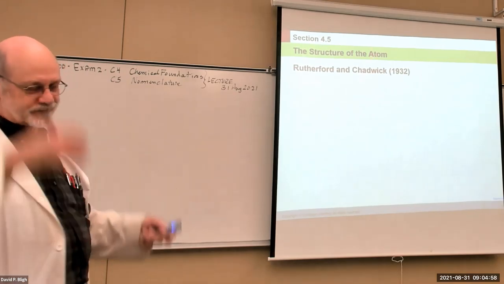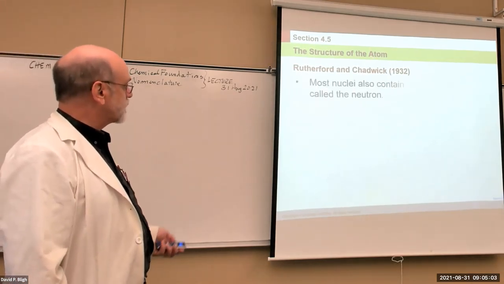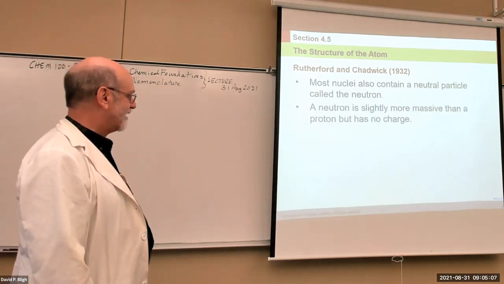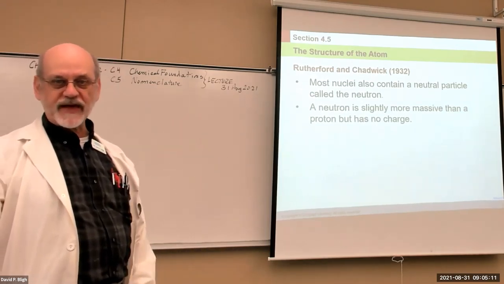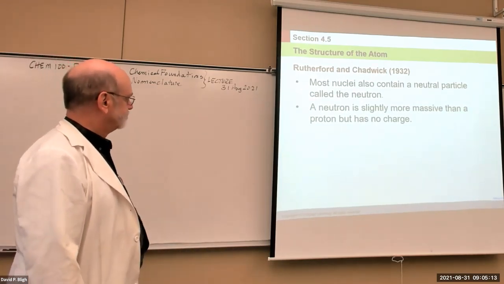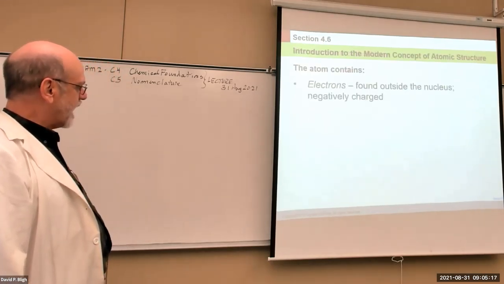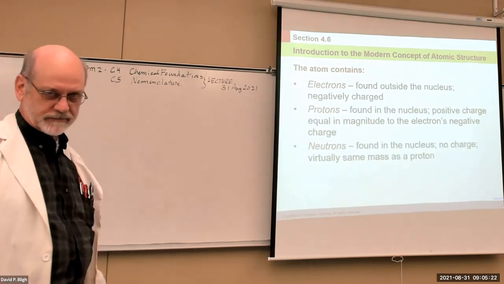Chadwick, there you go. Chadwick was the research associate that discovered the neutron. And coincidentally, he got a Nobel Prize for that one too. Okay, so now we know the atom contains electrons, protons, and neutrons.